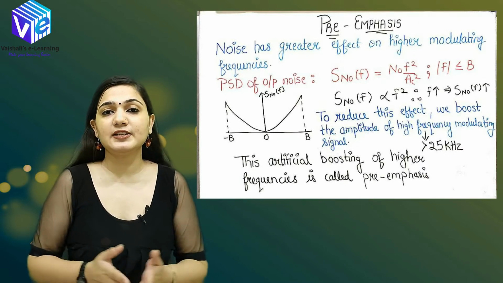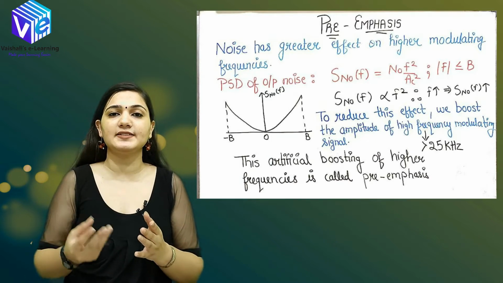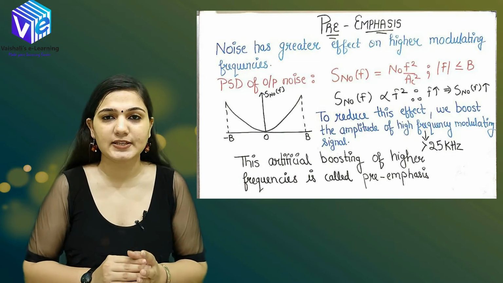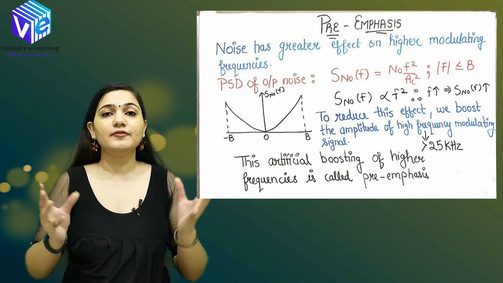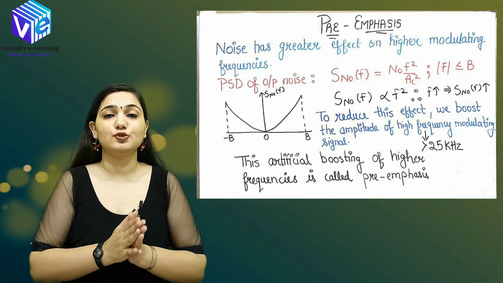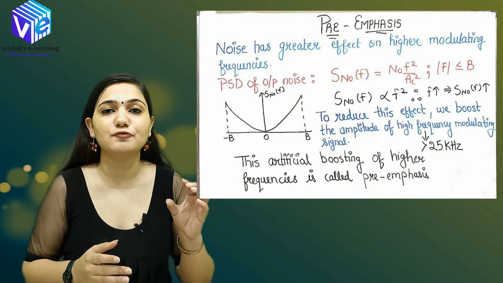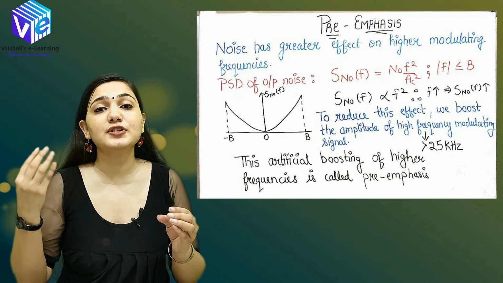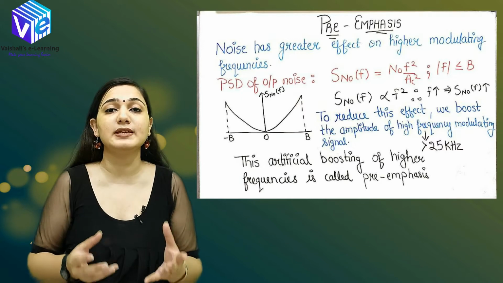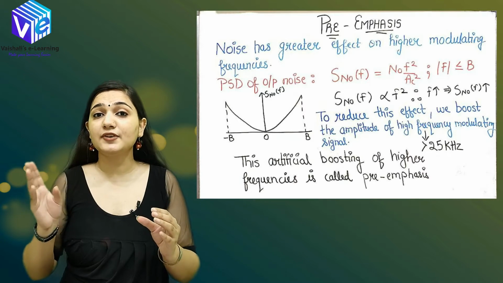So the power spectral density of output noise can be found out in terms of the power spectral density of the quadrature component multiplied by f square upon Ac square. Now if I observe it, the power spectral density increases with the square of frequency. So at higher frequency I'll be having higher noise. The power spectral density of output noise is proportional to f square. So when frequency increases, the power spectral density of output noise increases, which means the output noise is disturbing the signal at higher frequencies more.